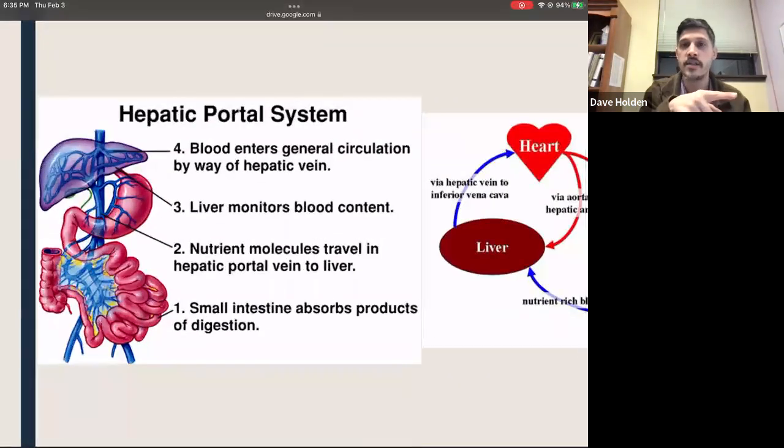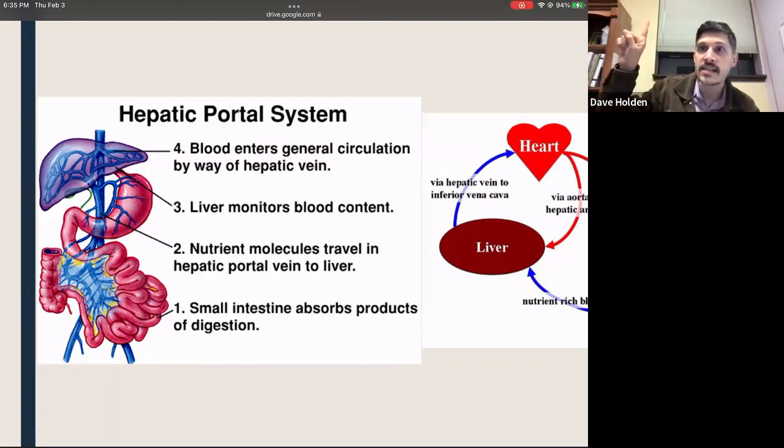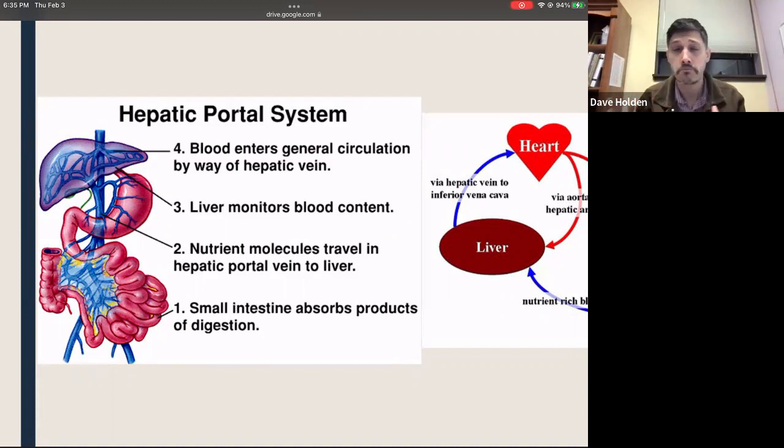Looks like this. Notice the numbers, we start at the bottom. First things first, the small intestine is absorbing products of digestion: nutrients, fats, proteins, carbs, all the stuff that you're digesting. Those nutrients travel through the hepatic portal vein to the liver. The liver tests the blood content: too acidic, too alkaline, too fatty. What's going on? Once the liver has done its job, that blood enters general circulation by way of the hepatic vein. It goes out of the liver through the hepatic vein.